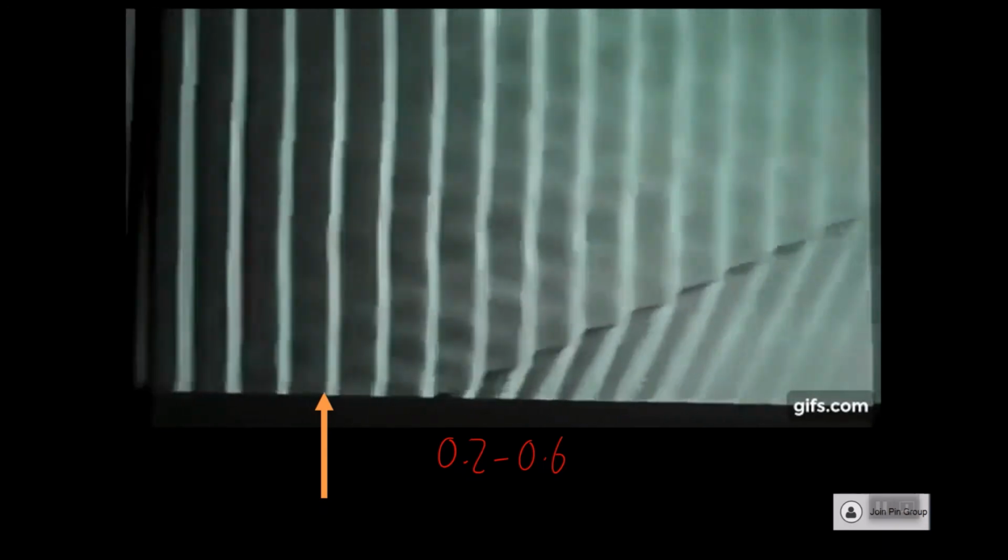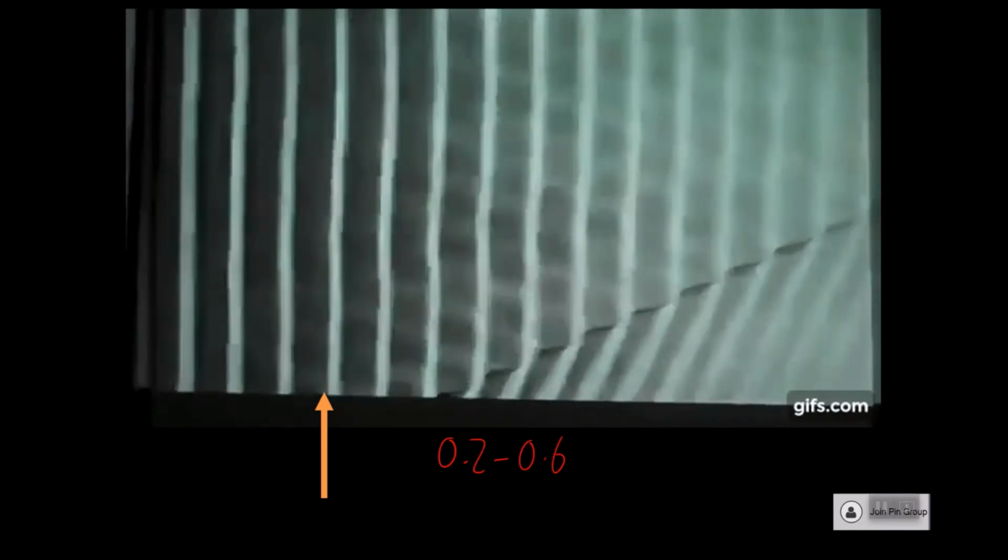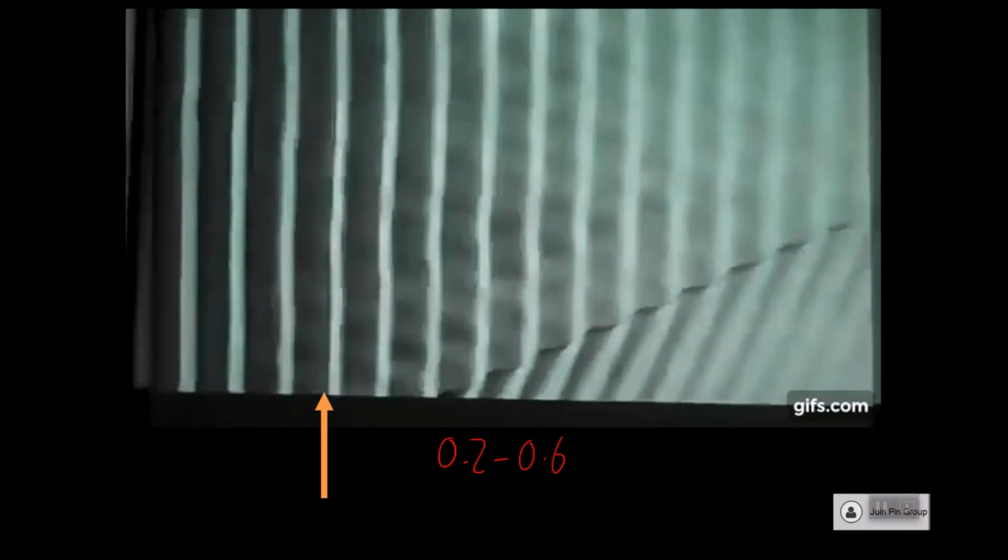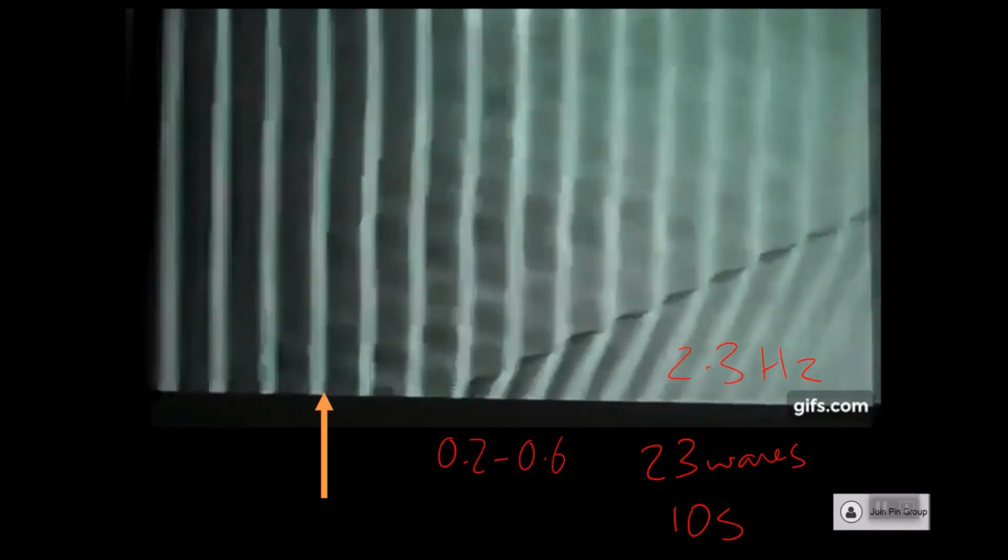So what we're going to do is count for maybe 10 seconds and see how many waves we get. So I'm going to time 10 seconds, see how many waves you get. Go. Okay, I got in that one about 23 waves in 10 seconds. Frequency means how many waves you get in 1 second. So all you need to do is divide that by 10, 2.3 hertz, the number of complete wavelengths passing a point in 1 second.